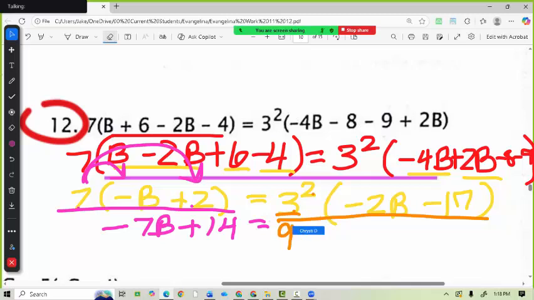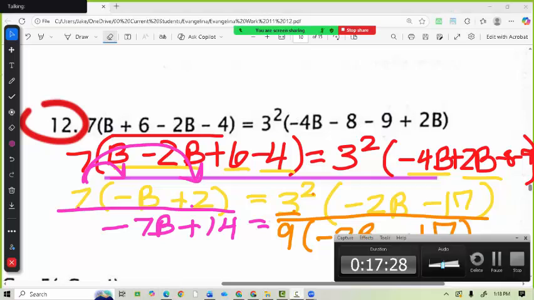3 squared is 9. And you know what? Because I did a step, I'm just going to write that. I'm not going to try to do everything all at once there.